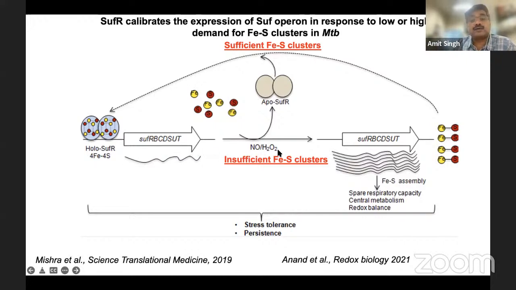When MTB faces stress like nitric oxide, hydrogen peroxide, or peroxynitrite, that damages iron-sulfur clusters. It also damages the iron-sulfur cluster of SufR, which is a signal for SufR to derepress the expression of the suf operon. Because of induction of the suf operon, you will see more and more iron-sulfur cluster formation. The requirement of most of the metabolic and respiratory enzymes that need iron-sulfur clusters is going to be fulfilled. Once their requirement is satisfied, iron-sulfur clusters are again formed on holo-SufR, which again can repress the operon. This is a nice mechanism by which MTB can sense these signals and regulate iron-sulfur cluster homeostasis.